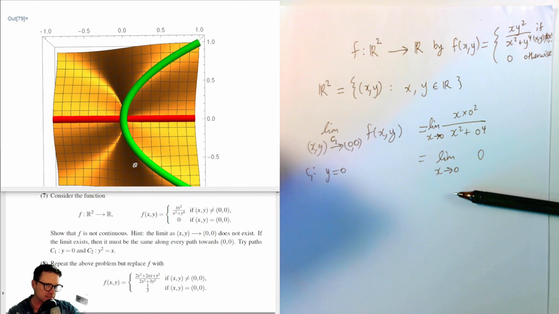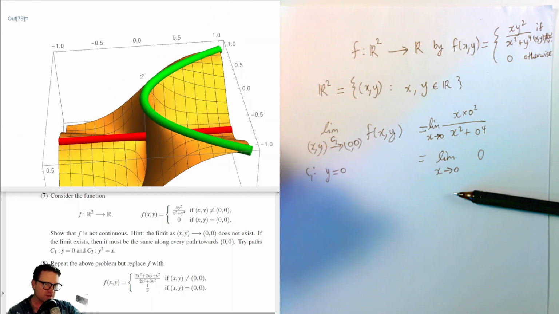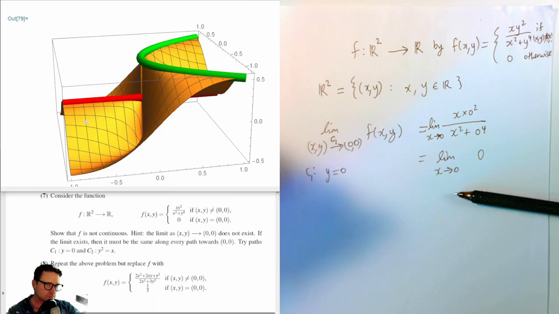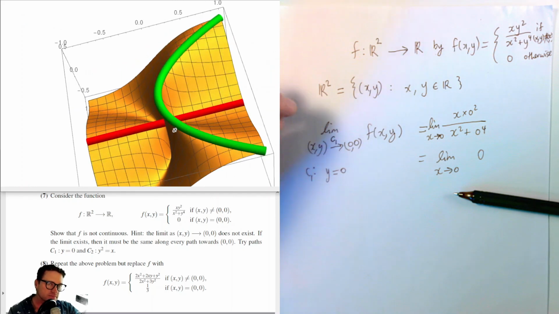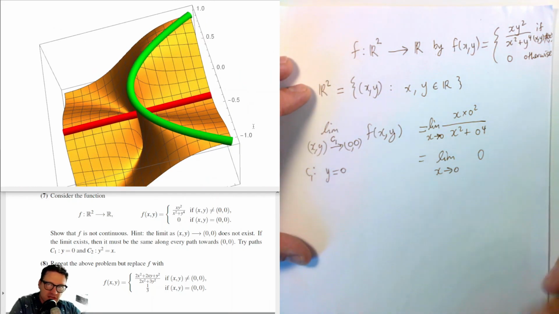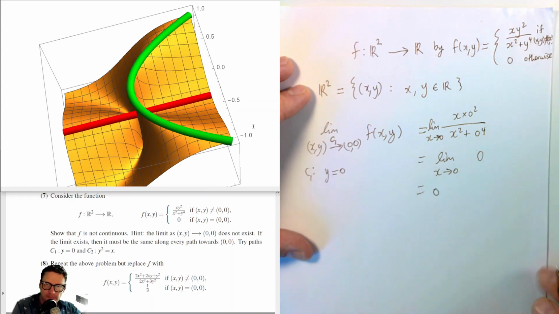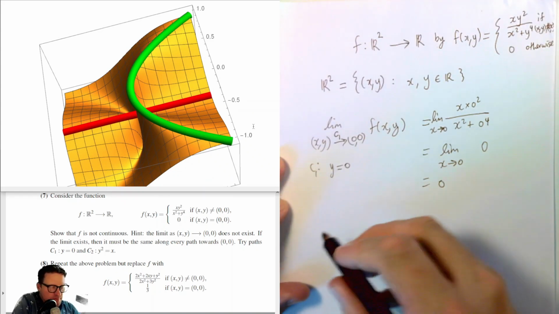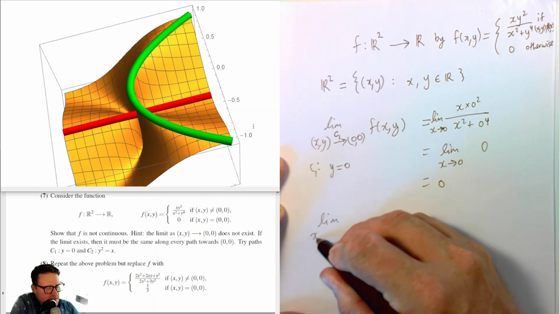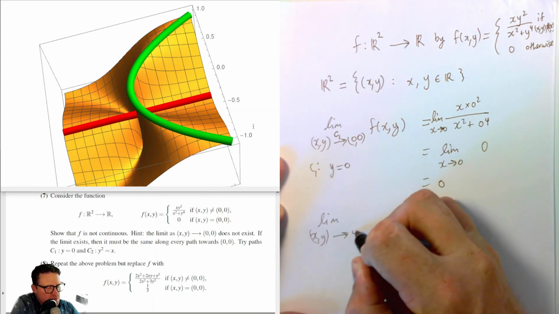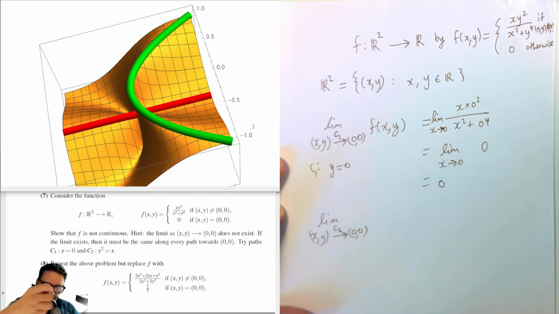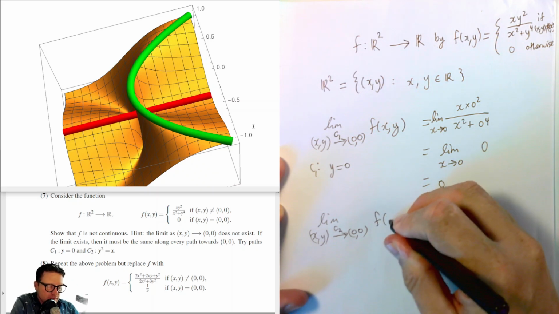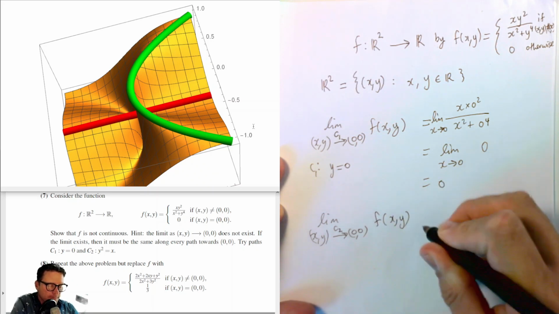So we go back to this, let's have a look along that red path. We have 0, extremely close to 0. Okay, but we haven't taken the limit yet, so we get 0. All right, now we'll do the green path. So the limit as the point (x,y) goes to (0,0) along C2, I just put that over the arrow. Okay, we're taking the limit of f of (x,y).